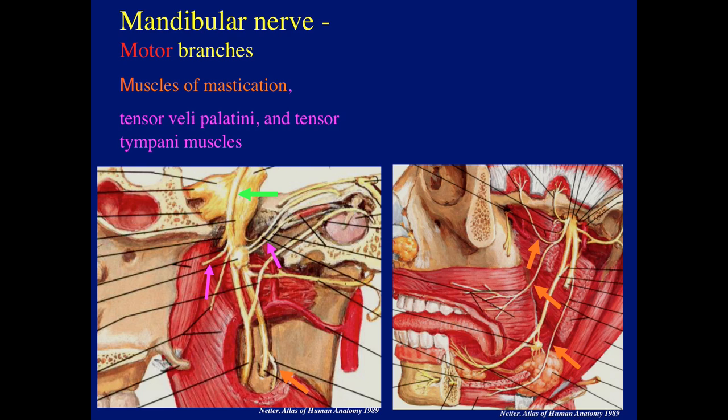Okay, we've got to continue now with some more branches. We've talked about the sensory, now we have the motor. We have the motor division for the muscles of mastication, and then we have the tensor veli palatini and tensor tympani muscles. So here we can see these are the divisions supplying the muscles of mastication. But then we have the two other ones, which is the nerve supplying the tensor tympani muscle, and then we have the tensor veli palatini nerve supplying the muscle.